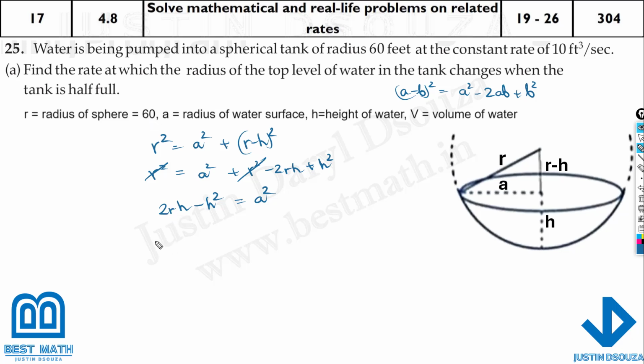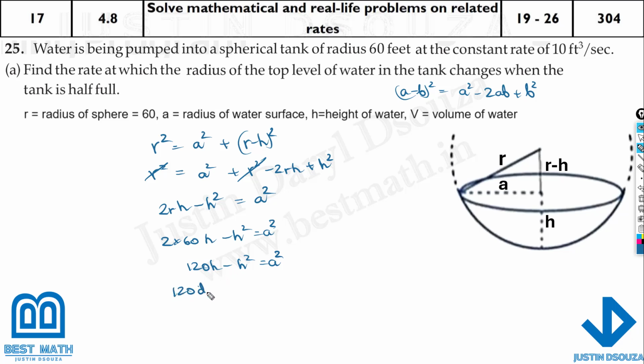Radius is 60, isn't it? So it'll be 2 times 60 h minus h squared is equal to a squared. It'll be 120 h minus h squared, that is equal to a squared. Now I have constants and I can just apply the differentiation with respect to time.